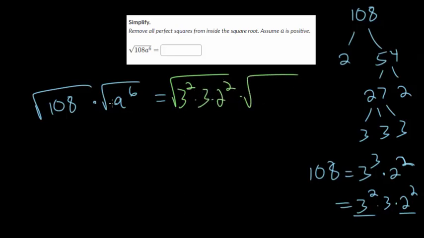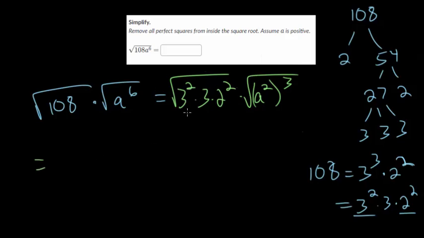And now we deal with the a to the 6th term, which we'll just write as a squared, but we'll do that 3 times. Sometimes I'll write it like this because it's much shorter, but sometimes I'll write out a squared times a squared times a squared. So however you want to do it, but this way is the way I'll probably do it in practice.